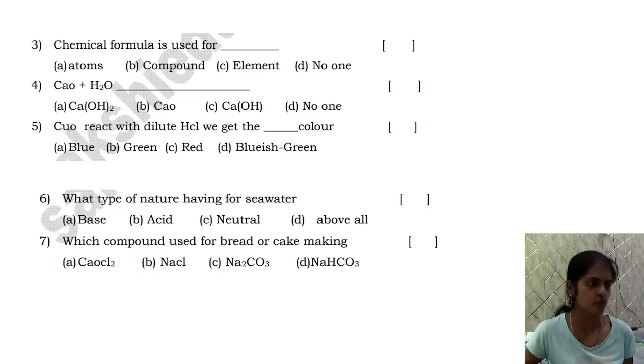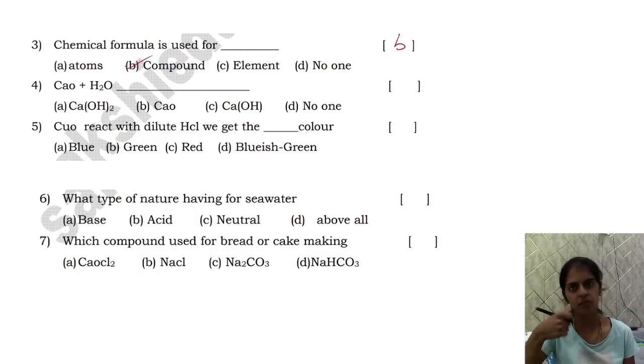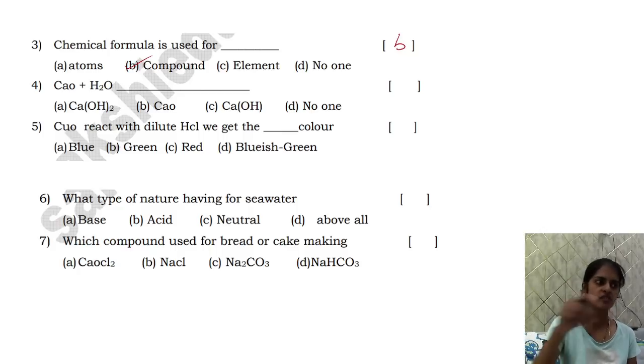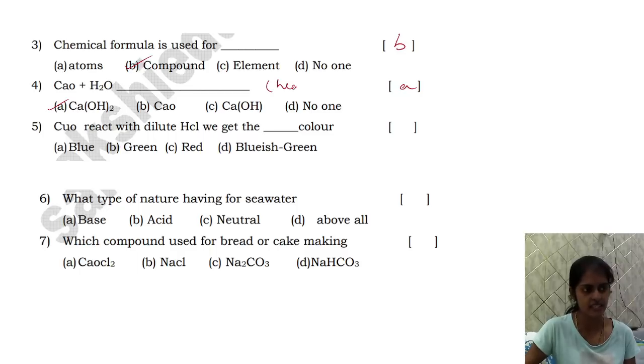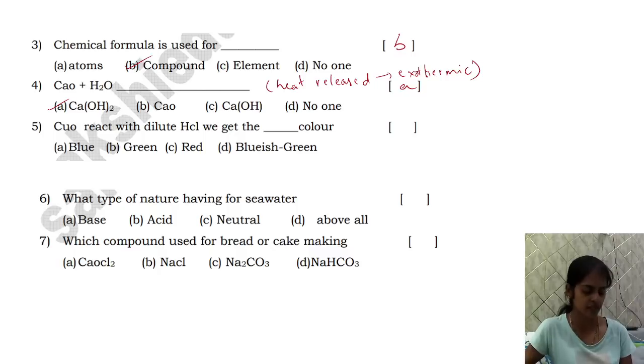Where do we use chemical formula? We usually use chemical formula for compounds. For an atom or element we use the symbol, isn't it? For the compound we use the chemical formula. Next one, CaO plus H2O gives you Ca(OH)2. So option A is correct. And in this reaction, a lot of heat is released, so it is an exothermic reaction.